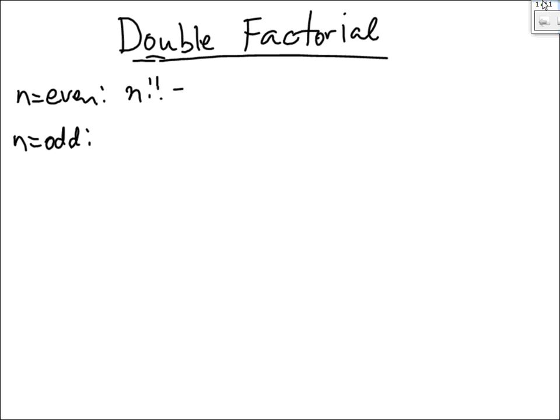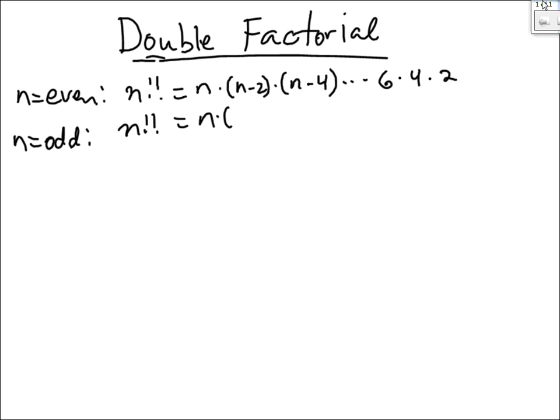N double factorial, well, you start at n, and this time you keep multiplying by 2 less: n minus 2 times n minus 4. And if n is even and you keep taking away 2 from it, eventually you'll get to 6 times 4 times 2. Once you hit 2, you stop. If n is odd, it's the same game. It's n times 2 less than n times 2 less than that.